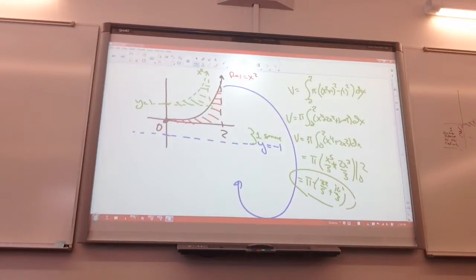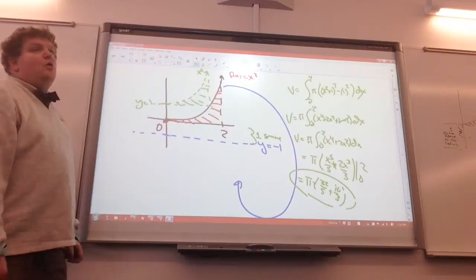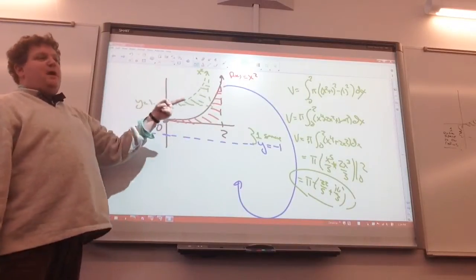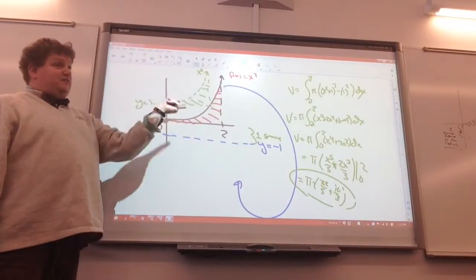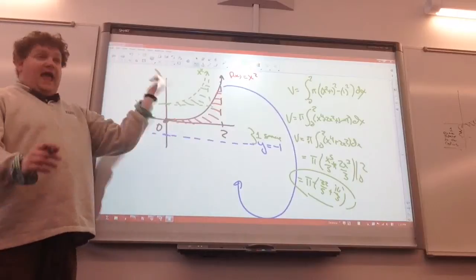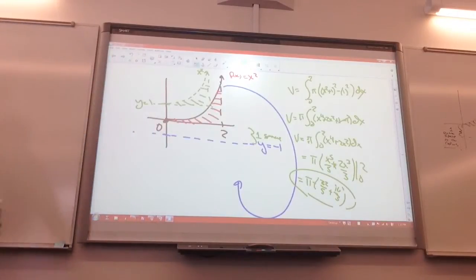But notice what I did was I essentially moved everything up by 1 and created a new graph. And that's why it's important to graph it out to see what happens. Everything gets moved up by 1, so my graph gets moved up by 1. The x-axis is no longer the lower boundary of my graph. It's now a new line, y equals 1, and I proceed to go from there, creating a washer method problem.